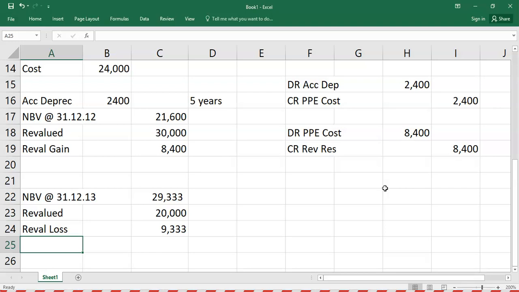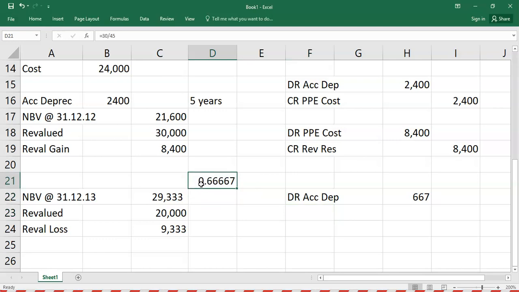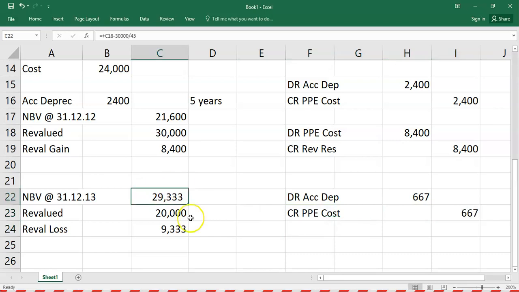Right, so remember, same situation as before. You get rid of accumulated depreciation, which we said was 667. 30 million divided by 45 years. So 30 divided by 45 is 0.667. And you credit PP cost, 667, which brings it down to 29,333. And then you will credit PP cost 9,333, which is the loss.